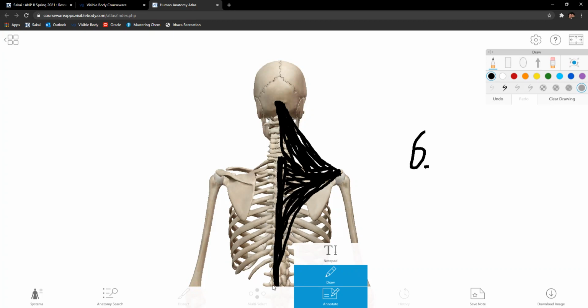So as you can see, what we've drawn now is half of this big diamond-shaped muscle on our back. I'm just drawing the second half here. It's this big diamond-shaped muscle, and this is your trapezius with its upper, middle, and lower fibers.